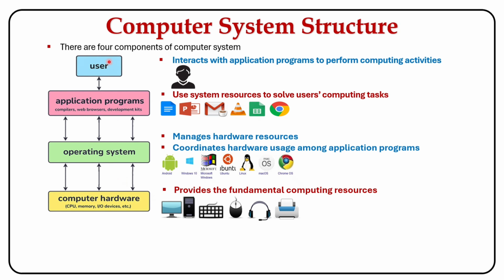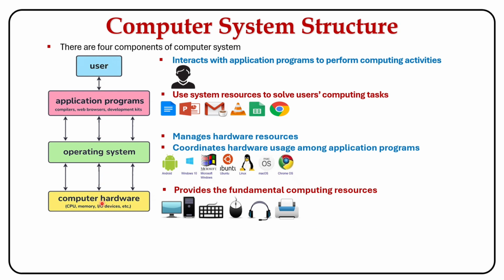The user gives instructions using an application program. Application program requests services from the operating system. The operating system communicates with the computer hardware to execute the requested task. Finally, the result is displayed back to the user. So, every task in a computer follows this sequence. That is, user to application program to OS, OS to computer hardware, and finally, the result is displayed to the user.